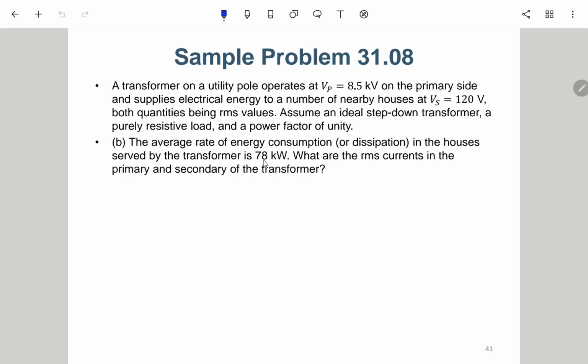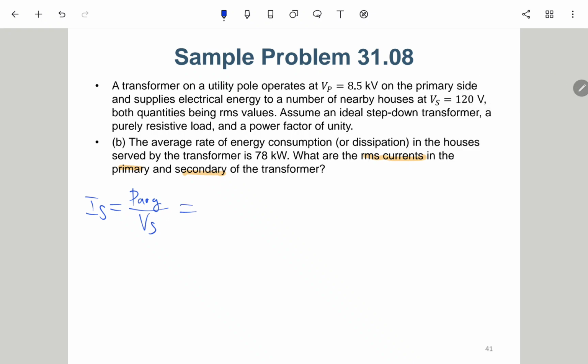Okay, so the second question: the average rate of energy consumption in the houses served by the transformer is 78 kilowatt. What are the RMS currents in the primary and secondary of the transformer? 他就问 IP 跟 IS 是多少？Okay, so IS will be P average divided by VS. So VS times IS will be P average. For this case, because we have a power factor of 1, otherwise we would need to also consider the power factor here.